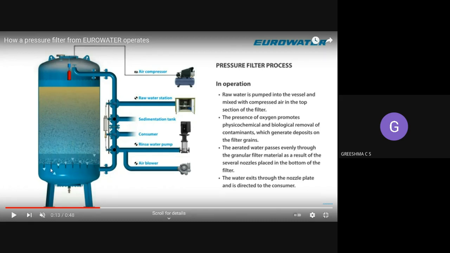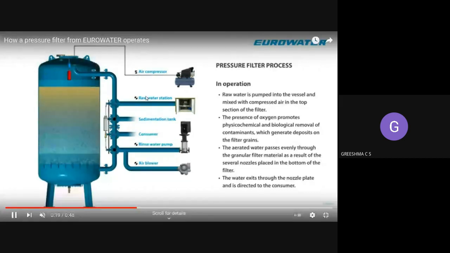Okay, that is what we earlier called laterals. A lot of nozzles are there, and through these nozzles the water will be passing. Water exits through the nozzle plate and is directed to the consumer.